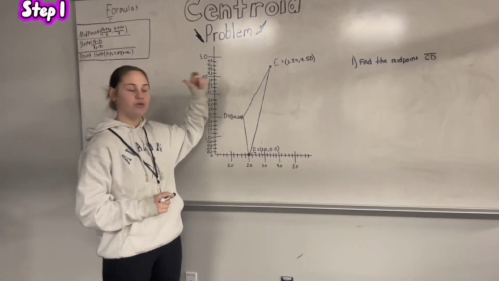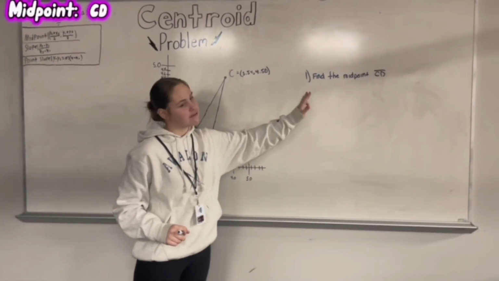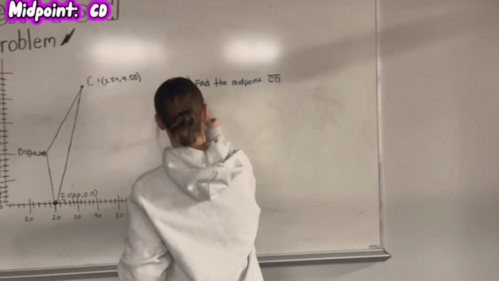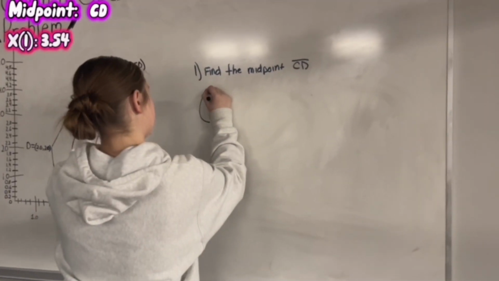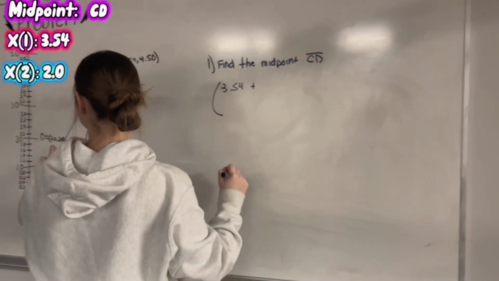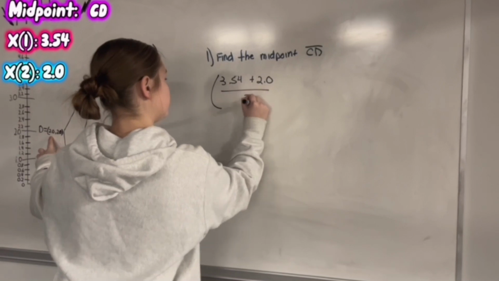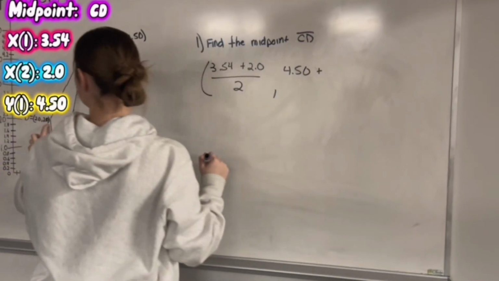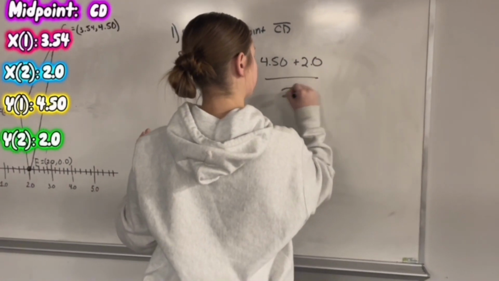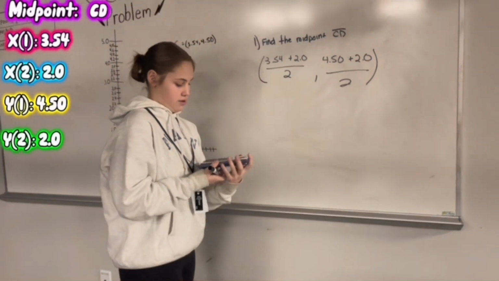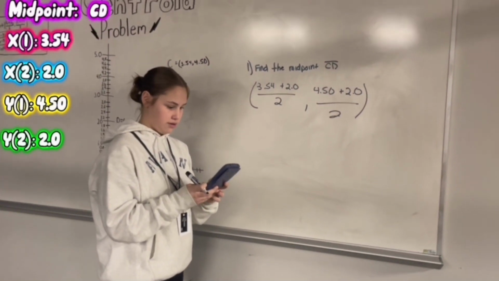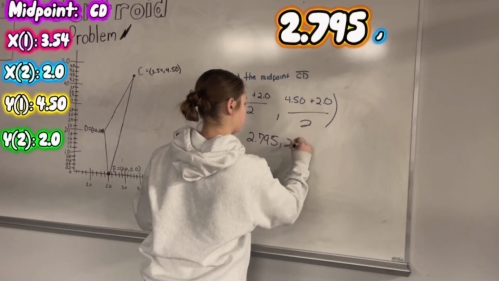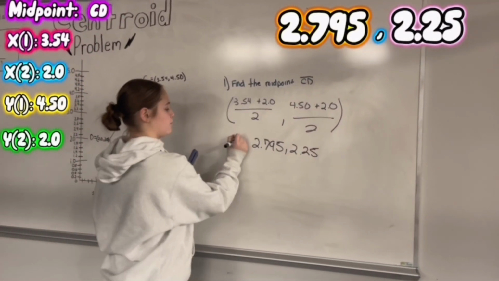This is the first step in how we solved our centroid problem. We found the midpoint of CD, which is C here and D here, using the midpoint formula. So by putting it in, we put x1, which is 3.54, plus x2, which is 2.0, over 2, and then y1, which is 4.50, plus y2, which is 2.0, over 2. And then we put that in our calculator. We got 2.795, 2.25. And we labeled this J.